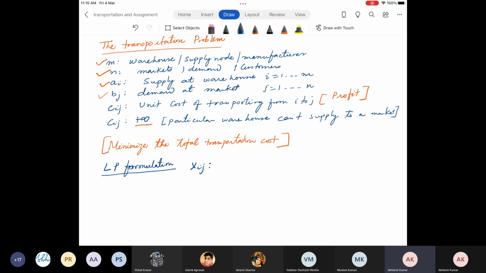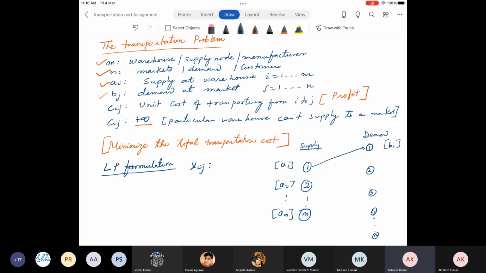Let me ask, what is the decision that needs to be taken here? Let me represent it as, suppose you have 1, 2, M warehouses. Each one has a supply of A1, A2, AM. You have to fulfill demand of N markets. So suppose this is market 1, 2, and N. So supply and demand, and on the demand side you have B1 demand, B2 demand and so on.